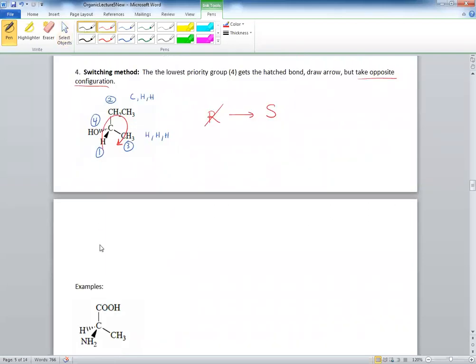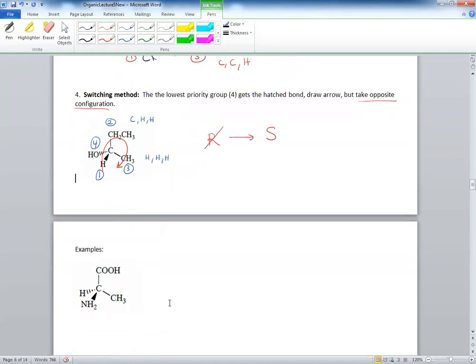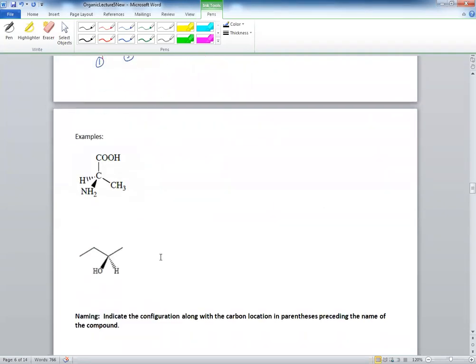Let's look at some examples in general. You always want 4 in the back. If not, then you have to do the switching method. Otherwise, you may draw it that way, but then you'd have to imagine it as if you were sitting in the back. You can do this with a family member. Their clockwise to you would be their counterclockwise to them, if you think about it. Okay, so let's talk about some examples.